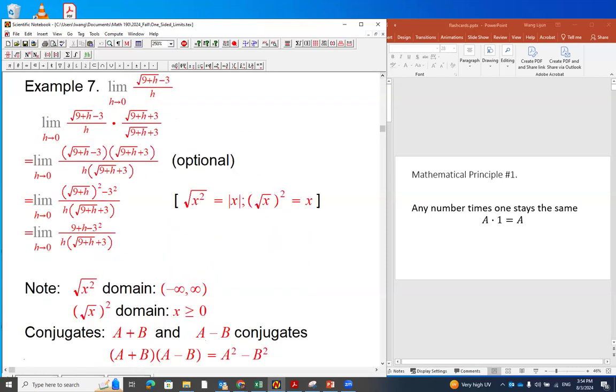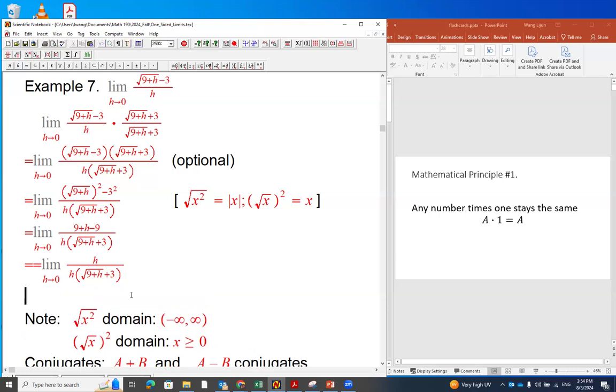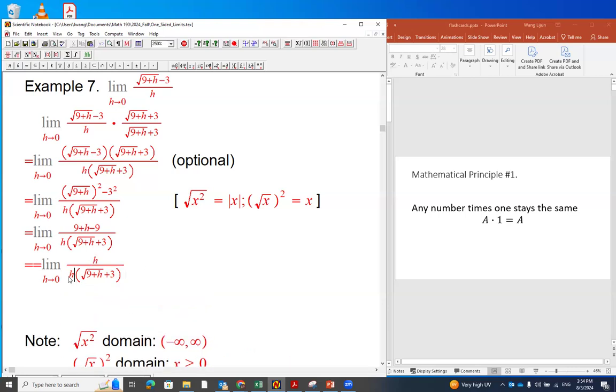All right, so let's go back to continue. Simplify. Well, 3 squared is 9. So 9 minus 9 makes 0, right? So we only have h on the top. Not negative 9, take away the 9, we just have h. And then what about the h? H and h reduce. H is approaching 0, but h is not 0. Therefore, we can reduce it.